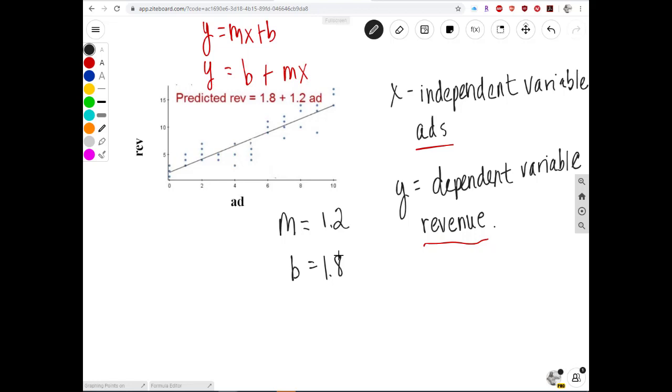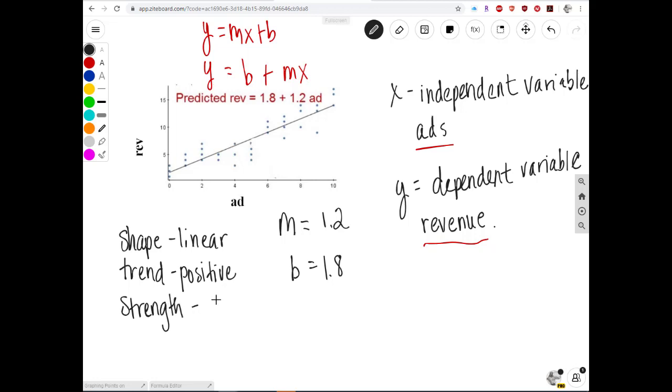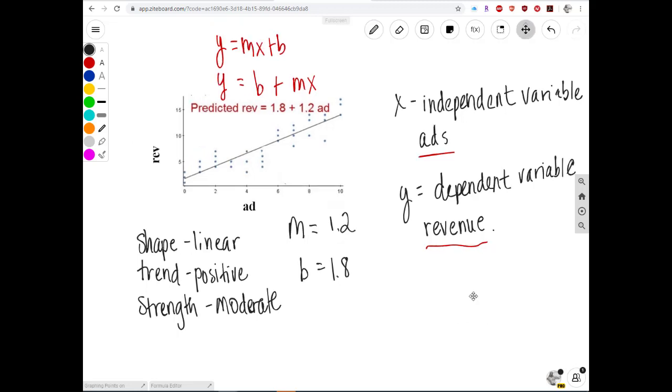The equation of the line, the scatter plot. Just as a quick little review, let's see if we can describe it. So we've got shape. In this class, it's only one shape, linear. We've got trend, positive, negative, or none. This is positive. And we also have strength. And I would say that this is moderate, maybe. Okay, so we've gone ahead and described it. Looks good. Now we don't have the correlation coefficient here, but that's okay. We don't really need it right now.